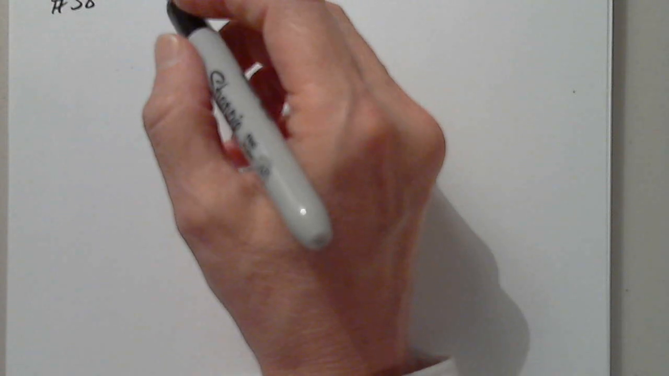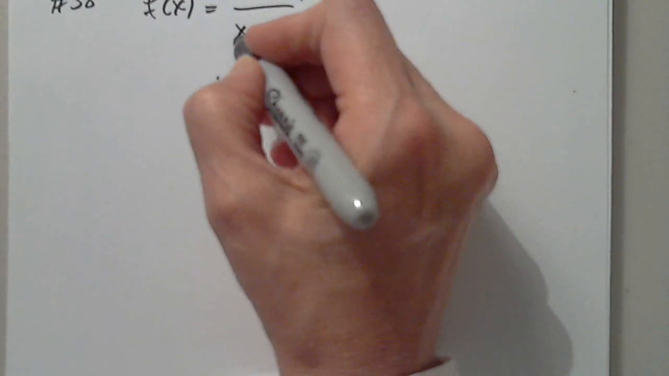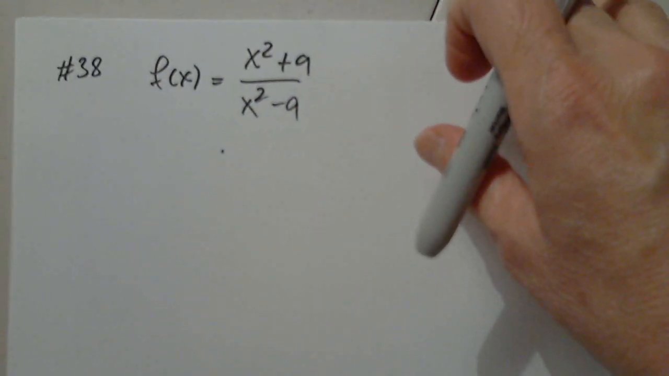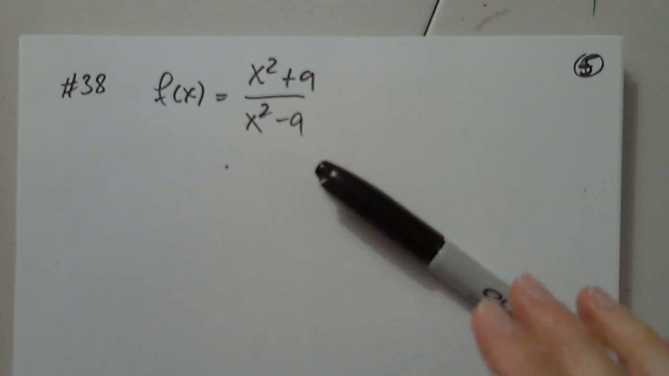38. Very good. So for 38, I'm going to replace it by f of x because it's easier to write: x squared plus 9 over x squared minus 9. Perfect. So the same question. We want to determine critical numbers, and we want to investigate whether they turn into max or min, or none of the above. So what is the first thing I need to do in order to find critical numbers if they exist?